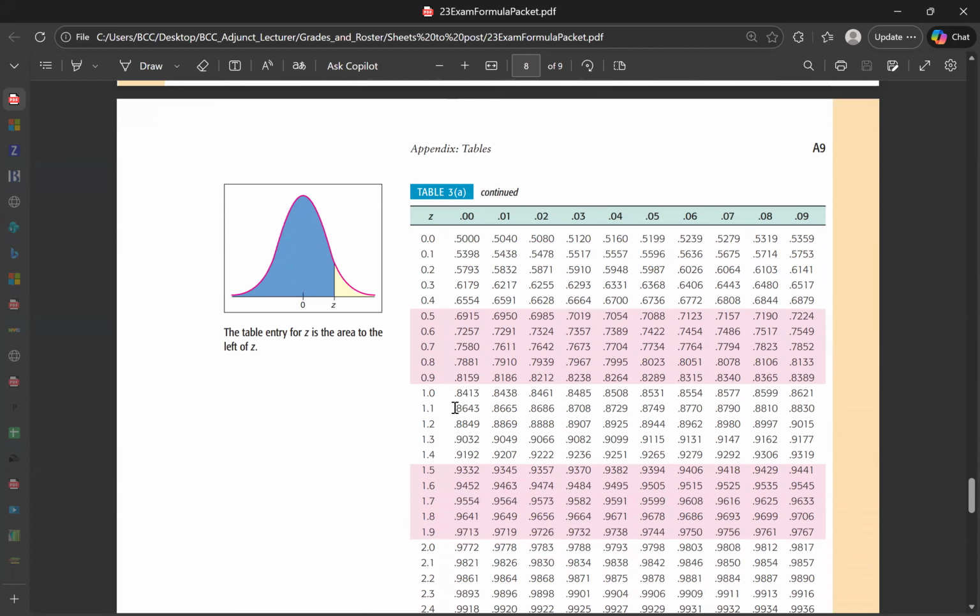You go 1 minus and then 0.8, right? 1.08. So find 1.0 and then find 8 at the top. Where do they intersect? Then go over to 0.8. What's the number? 0.8599.